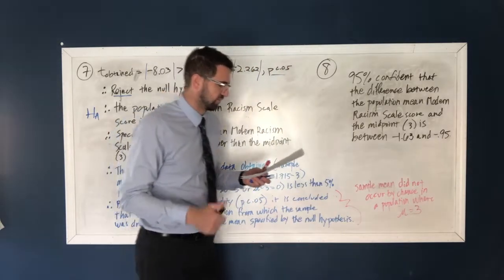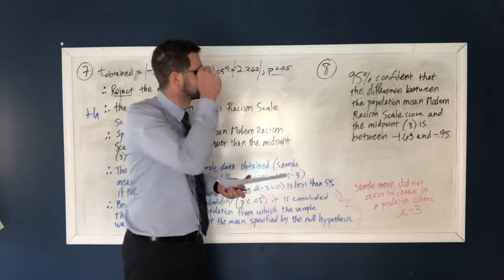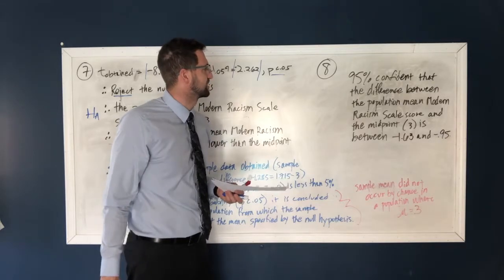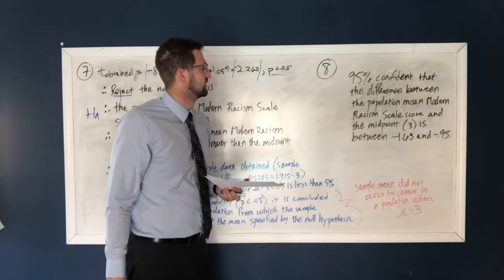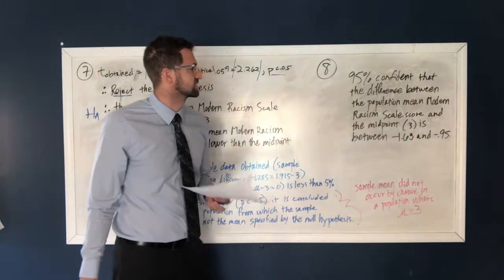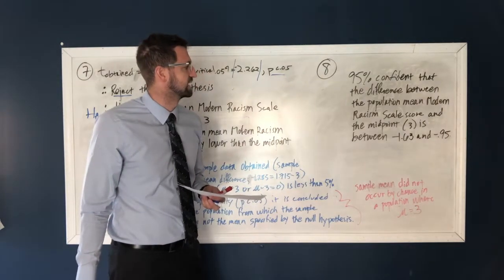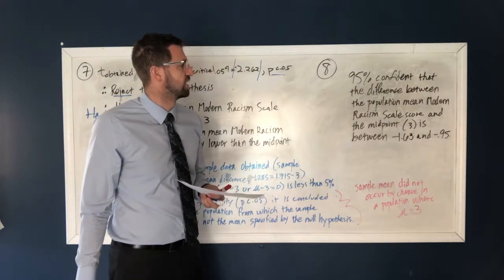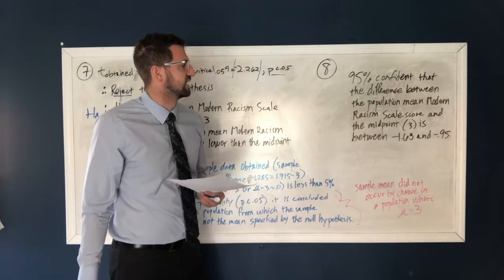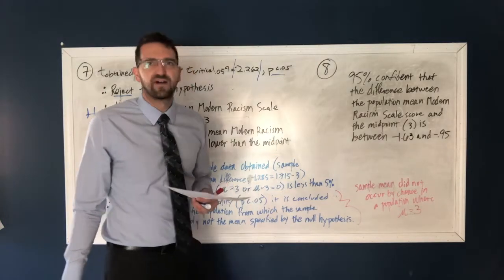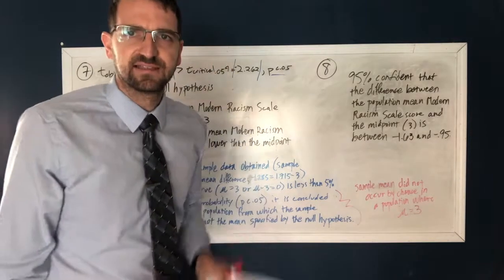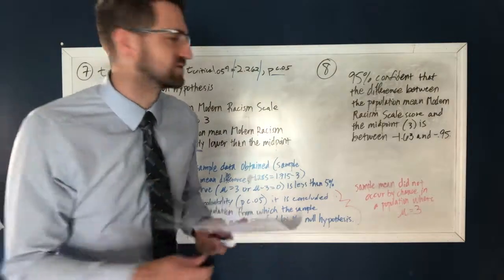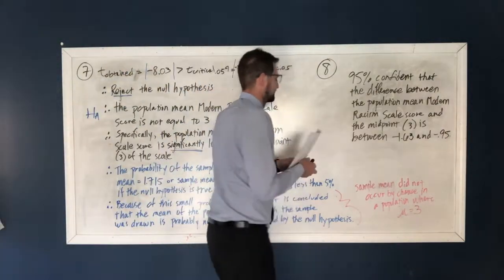Okay, so we're 95% confident that the difference between the population mean modern racism scale score and the midpoint is between negative 1.63 and negative 0.95. I actually don't like this method as much because I don't think it's as straightforward, but here's what it's doing.